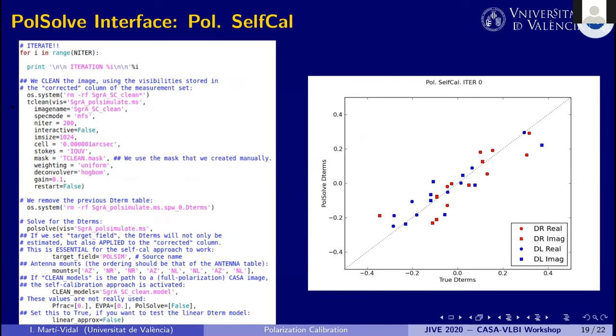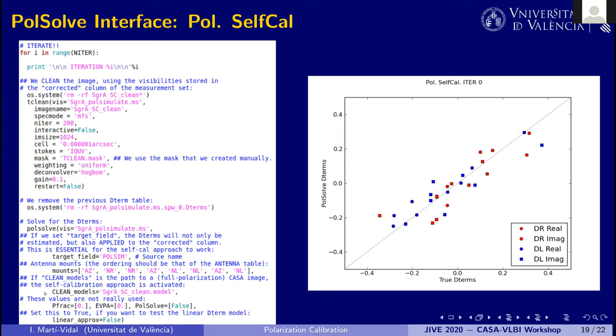If you want to use the polarization self-calibration approach, which I think is easier and even more powerful, though it depends on the case, this is the code. As you can see, it's a very simple code. You just call tclean. Beware of setting stokes to I, Q, U, and V, because we need the model of the four Stokes parameters. So we generate model images for all four Stokes parameters, and then we just call PolSolve.